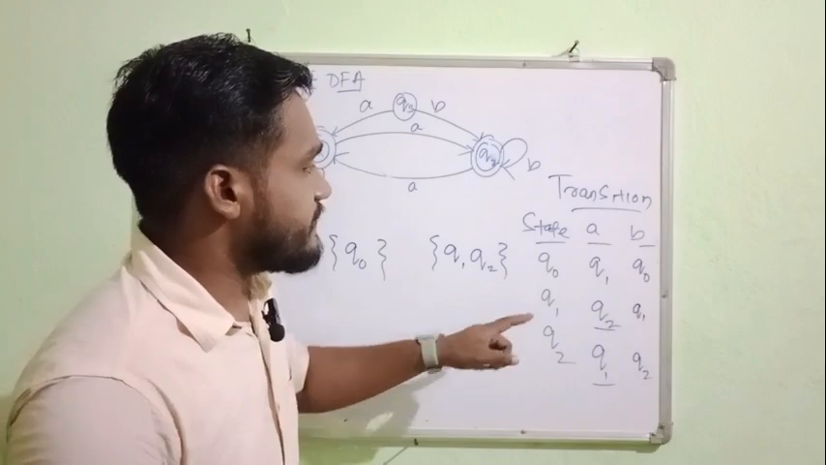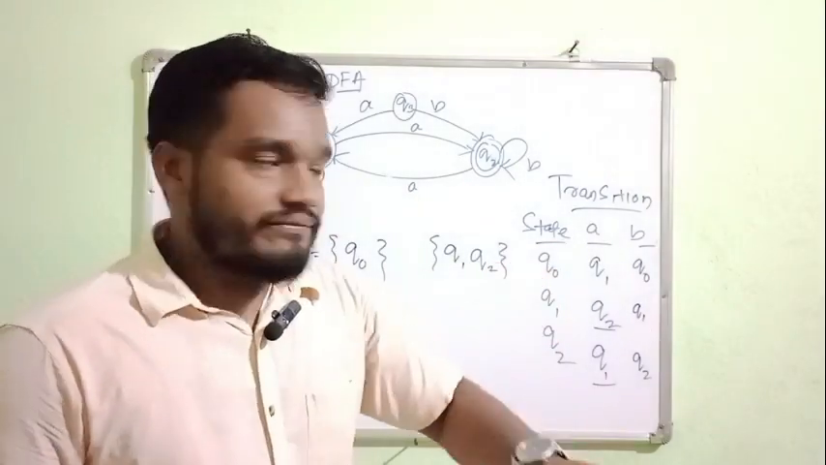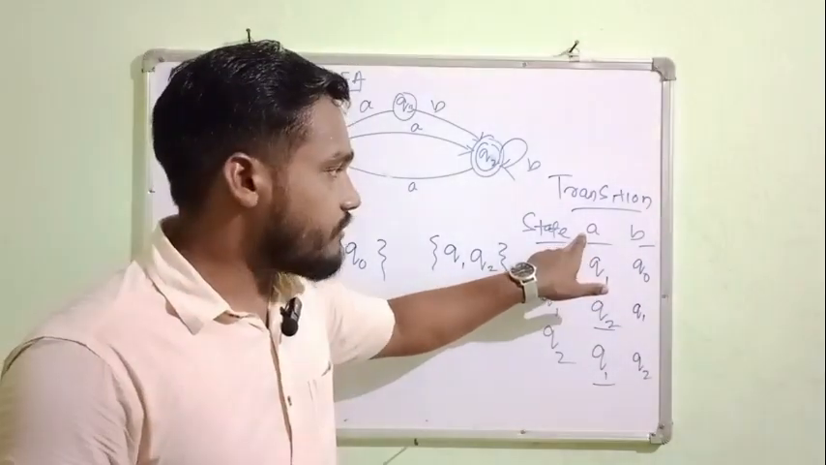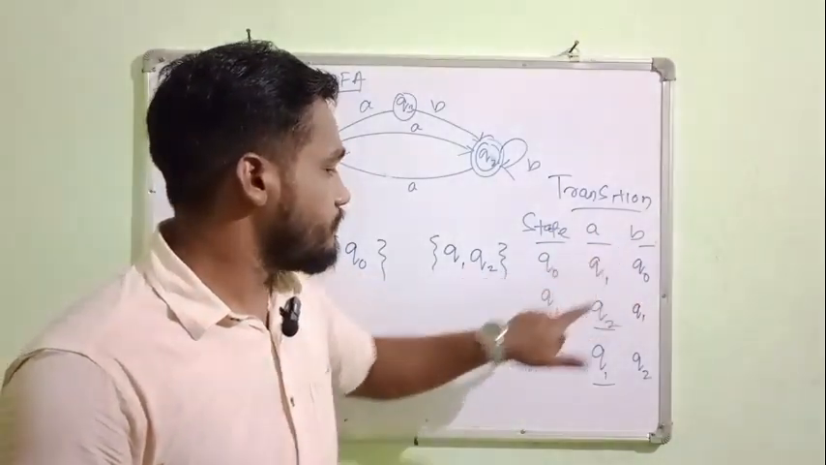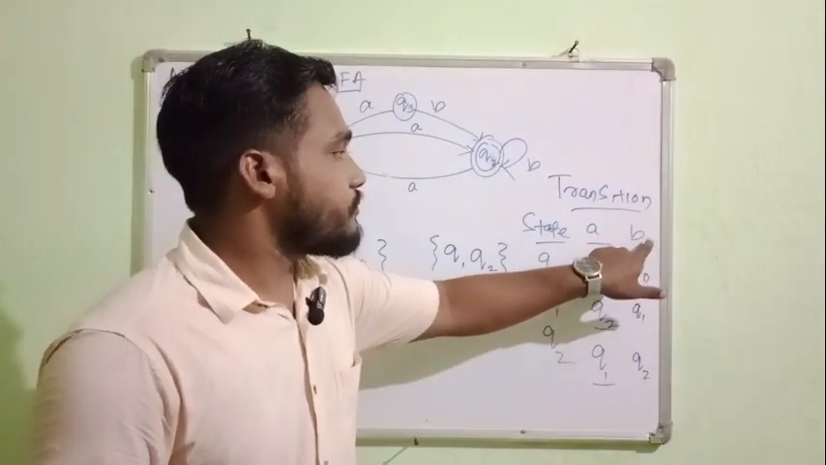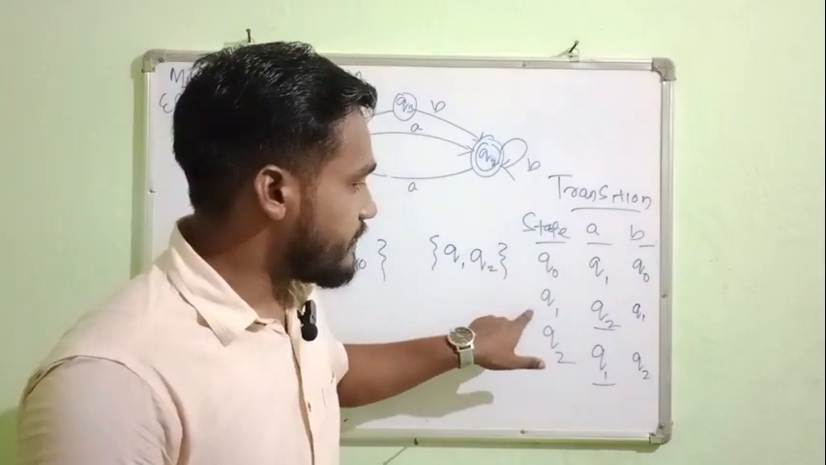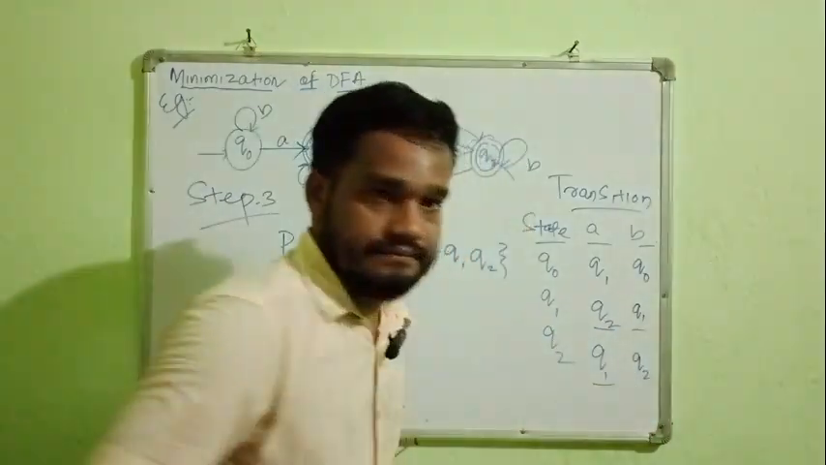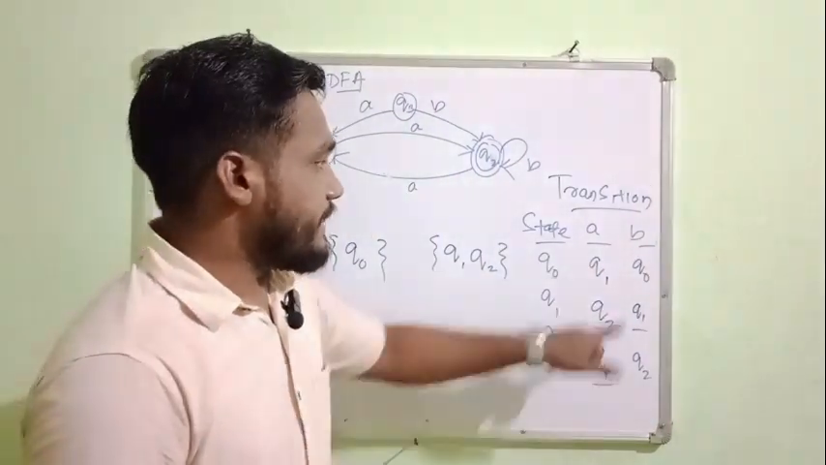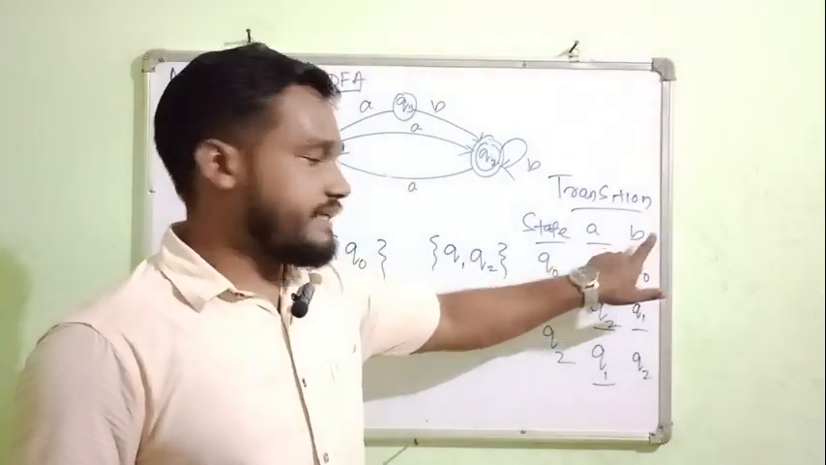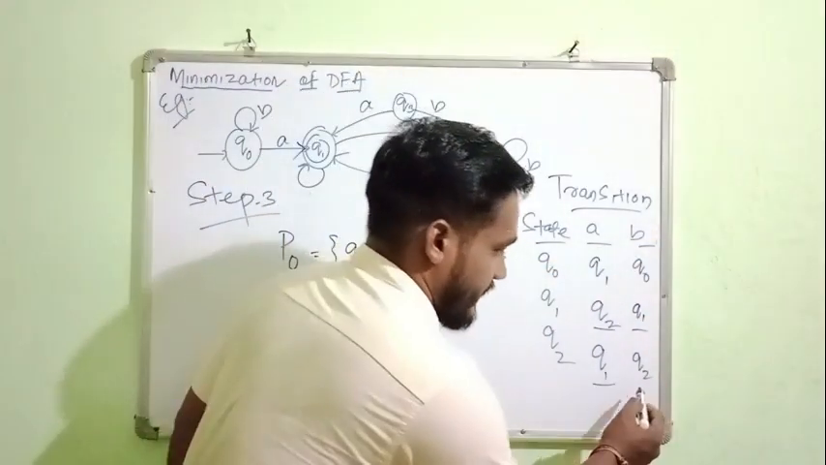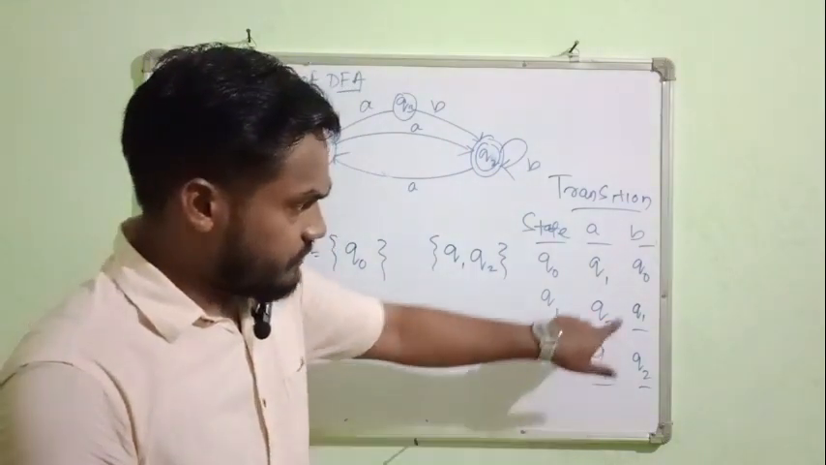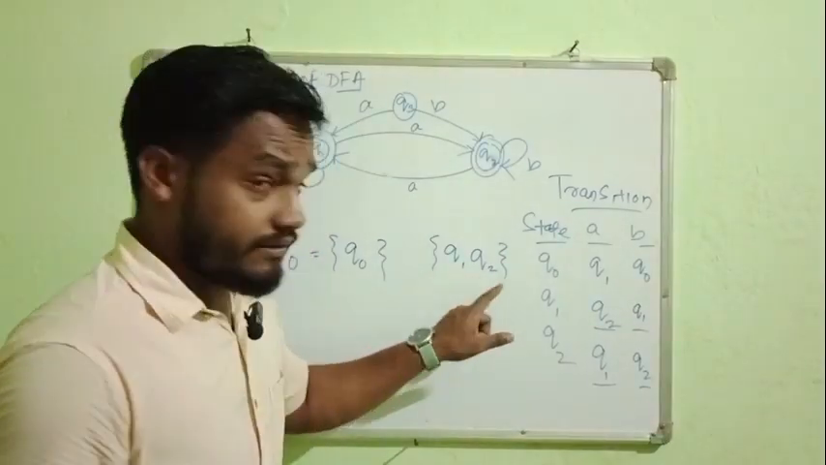The next phase is, we have already verified with input A. Now we will verify with input B. If we put B in Q1, then we get Q1. If we put B as an input in Q2, then we arrive at the Q2 state. So Q1 and Q2 both are in one group.